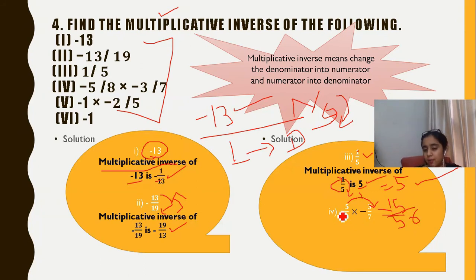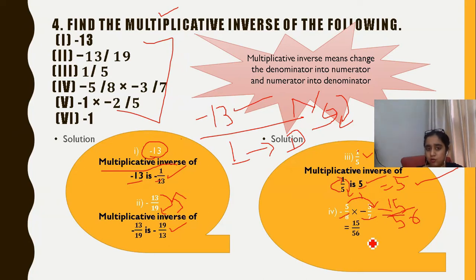We will apply the multiplication rule here, where one number is negative, that is minus 5 upon 8, and the other number is also negative. And if two numbers are negative, the sign of the answer is positive. So our answer is 15 upon 56. When we solve this multiplication, we have got the answer 15 upon 56.